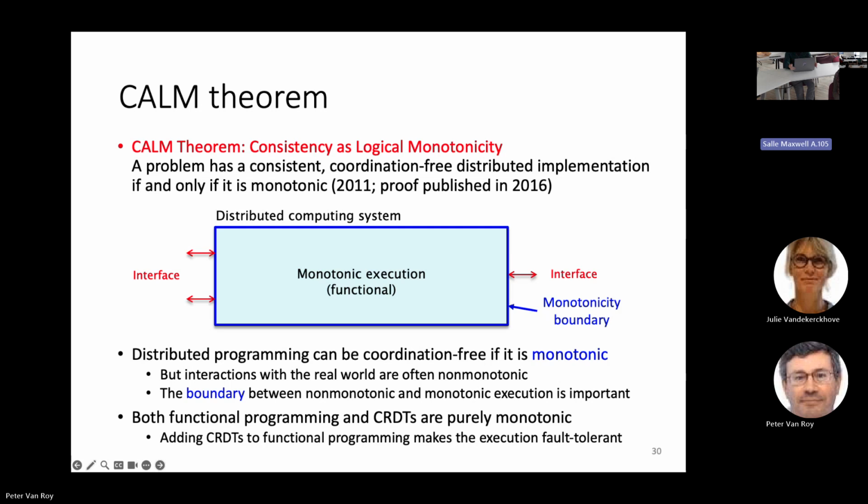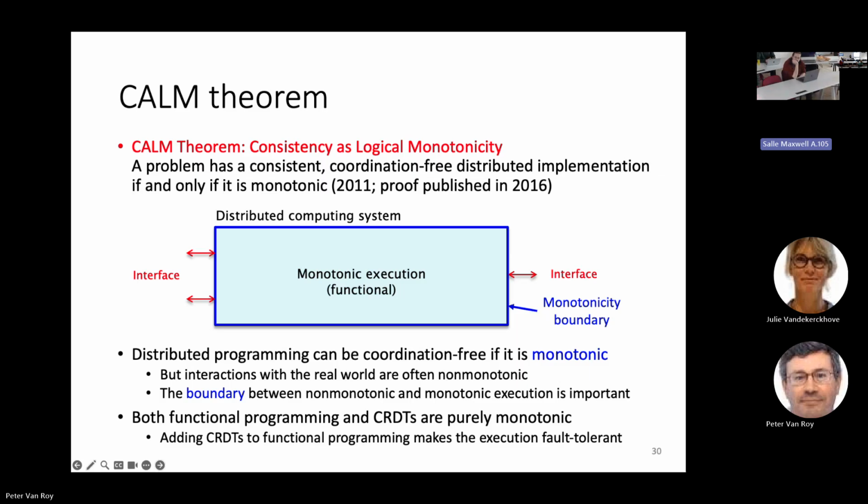So the distributed computing system that obeys the CALM theorem looks something like this. Inside here, you have only monotonic execution, which is functional, and there's a boundary. And outside of this boundary, execution is non-monotonic. So distributed programming can be coordination-free if it's monotonic. But the real world is not always monotonic. Very often it's not. So there's a boundary, and you have to cross this boundary, okay? Notice functional programming is monotonic, and CRDTs are also monotonic. So if you can already do distributed functional programming, if you add CRDTs to this, it becomes fault tolerant.